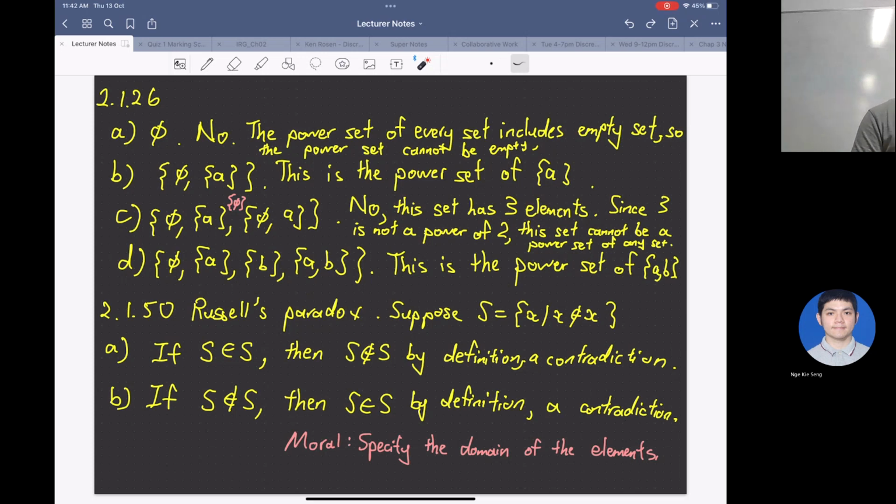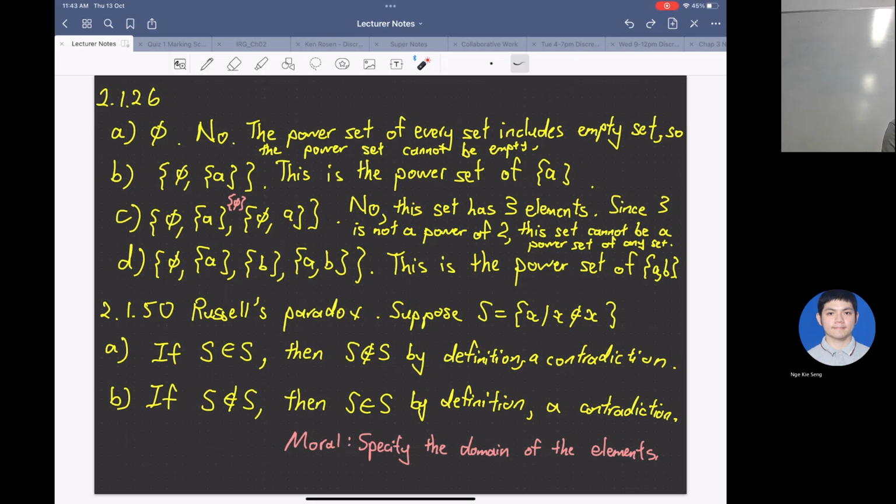2.1.50, Russell's paradox. So what is this question asking? It is asking whether this set exists or not. So what is this set here? This set is the set of all sets S such that S is not an element of itself. They want to prove that this set doesn't exist.